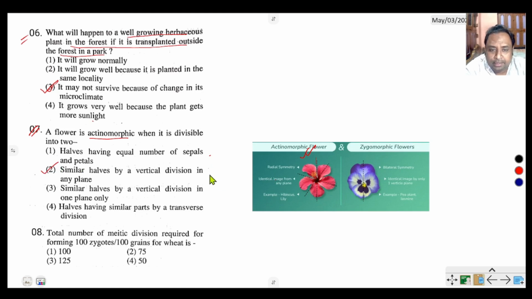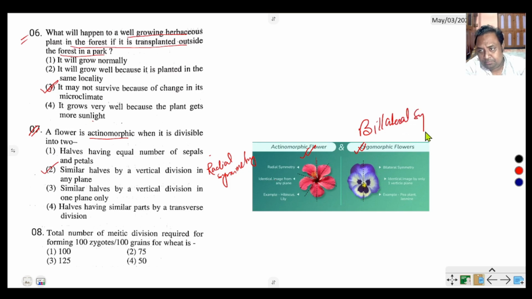That is called radial symmetry also. But similar two halves by vertical division in only one plane is found in the case of a zygomorphic flower, or bilateral symmetry, which is found in the pea plant and jasmine. The similar halves by vertical division in only one plane, that is called bilateral symmetry or zygomorphic flower.